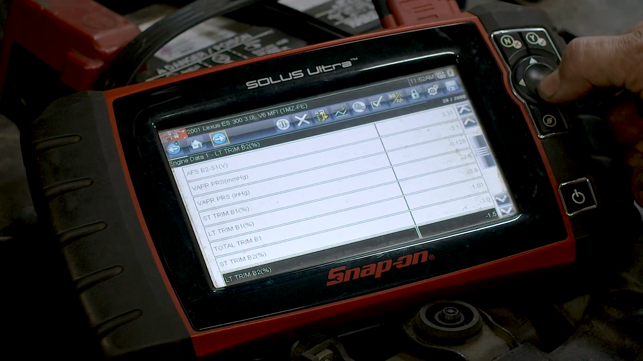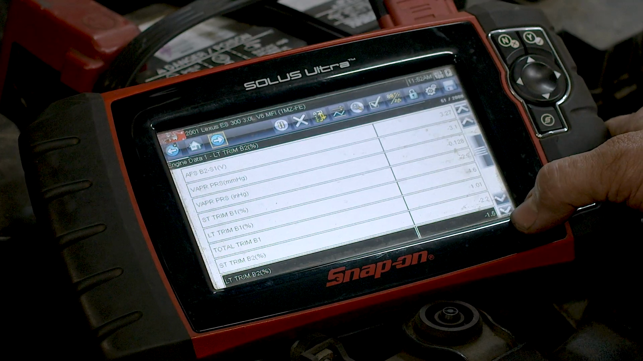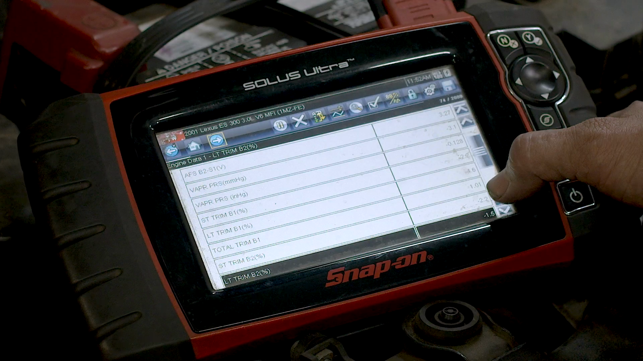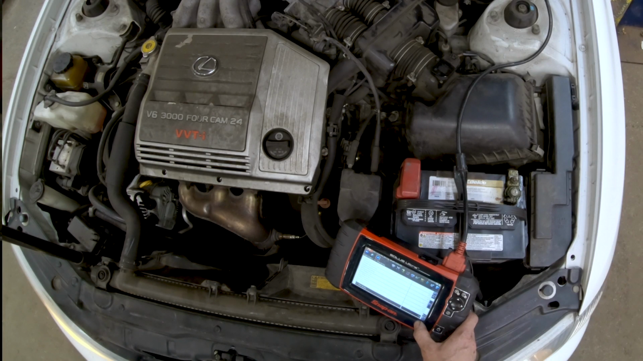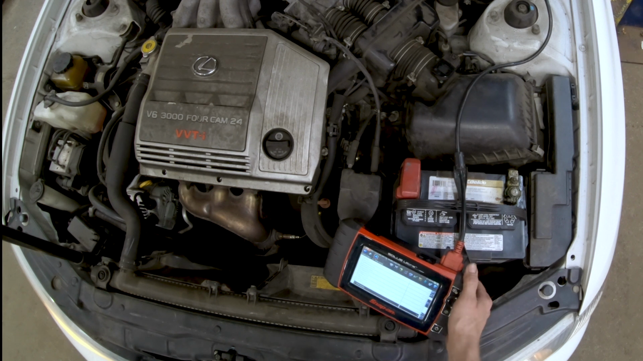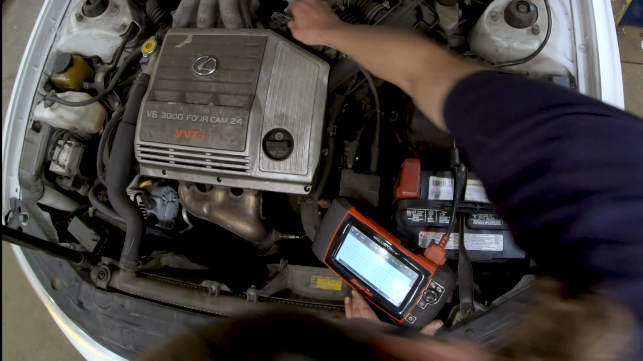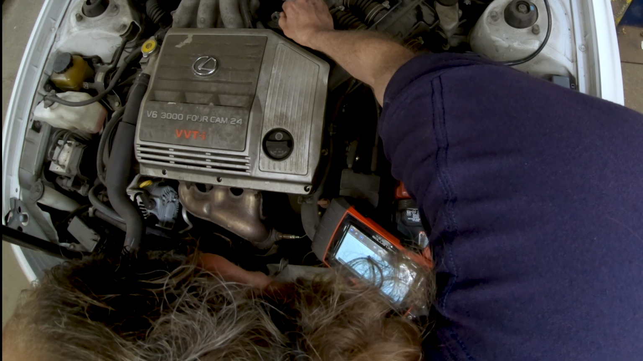Now we didn't clear the code yet or reset the adaptive learn. So what we should see is some negative numbers, and that's already what we're seeing. We're already seeing -3 on the short term on bank 2 and -1.5, and we're seeing -1 on bank 2. So we're going to rev this engine back up and see if those numbers go negative, which tells us we're removing fuel.